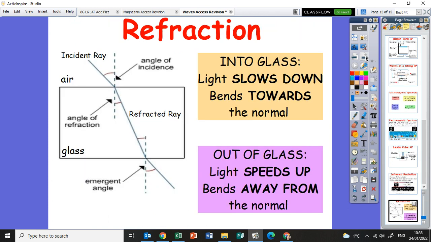Refraction happens when light goes into a different medium. When I say medium, I mean substance like solid, liquid, or gas. So the incident ray goes into the block, so it goes from air to glass. It then bends towards the normal because the light slows down, this angle is smaller. And as it leaves the block, it bends away from the normal as the light speeds up. Remember, the dashed line is called the normal and is at 90 degrees to the surface. That's the end of the waves topic.